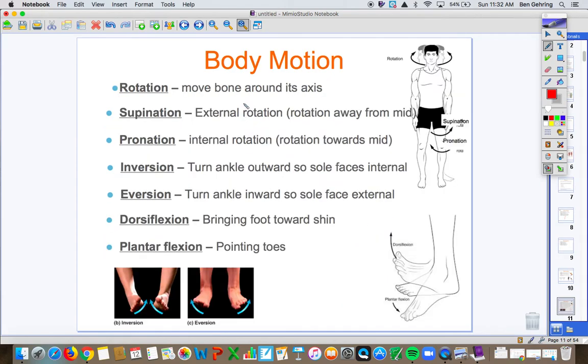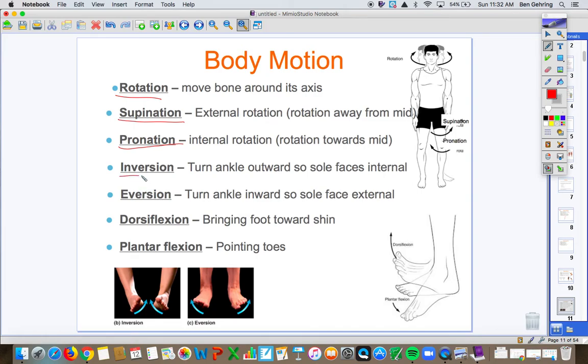More with movement. We have terms such as rotation. So with rotation, you move a bone around its axis. So your head rotates left and right when you look over your left shoulder and right shoulder. Supination means external rotation or rotating away from the midline. So if you put your hands in front of you, palms down, and you rotate them up, you can hold a bowl of soup by doing that. Pronation is rotating the other way. So it's the opposite of supination. So with supination, you rotate out. With pronation, you rotate towards the middle.